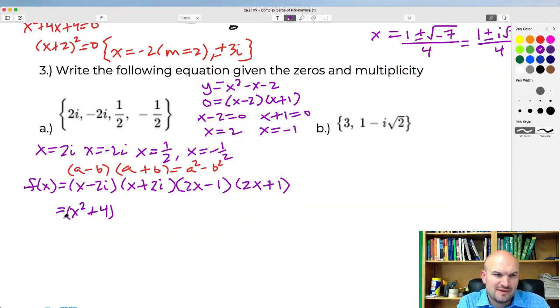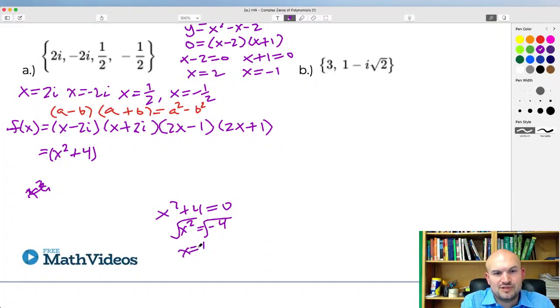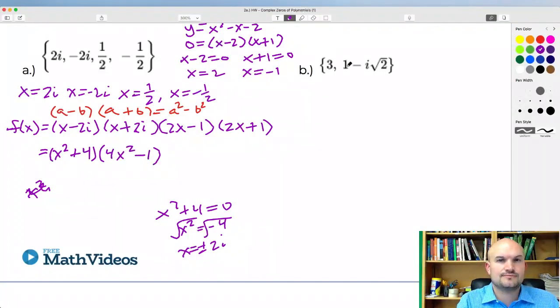And again, if you're unsure about that, you can always check your work here, guys. Just take x squared plus 4 and set it equal to 0. You get x squared equals negative 4, square root, x equals plus or minus 2i. Those are your zeros, and that's how I got to the factor, right? So we got that one covered, and then this one is going to be 4x squared and then minus 1.